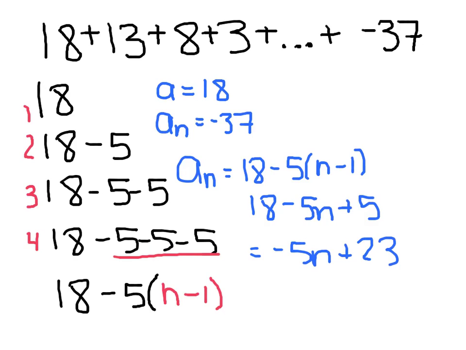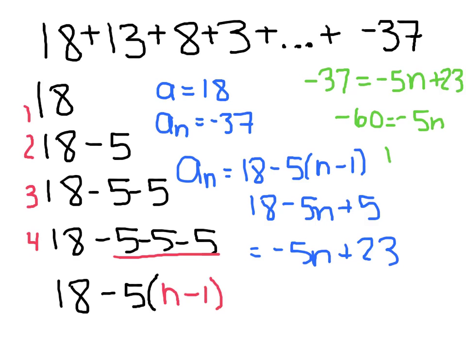I don't know my number of terms, though, so if I wanted to figure that out, I would have to do a little bit of work off to the side. If my last term is negative 37, and my formula is negative 5 times the number of terms plus 23, I could solve this equation. If I subtract 23 from both sides, I get negative 60 equals negative 5n, and that's n equals 12. So now, without knowing the formula, I actually have everything I need.